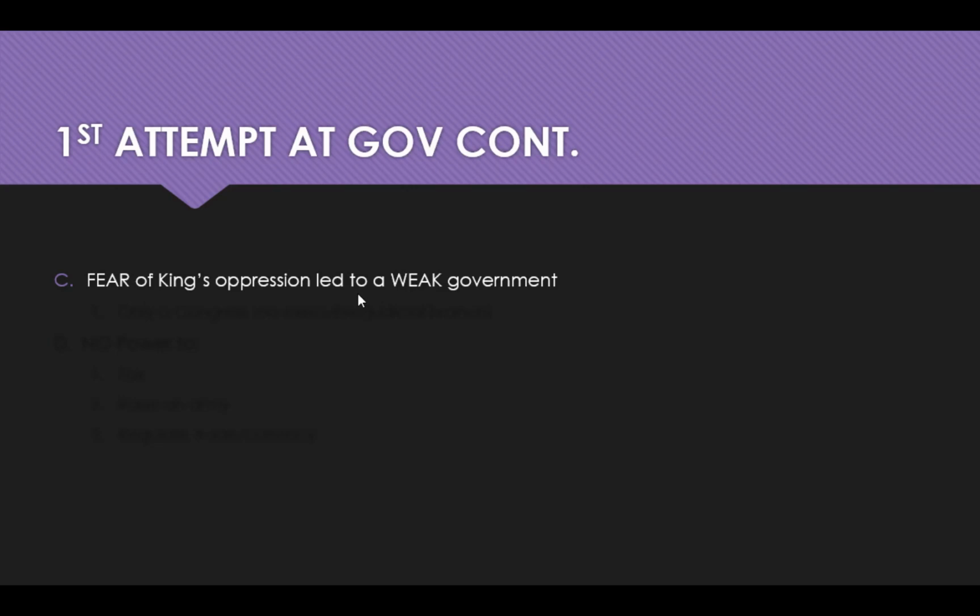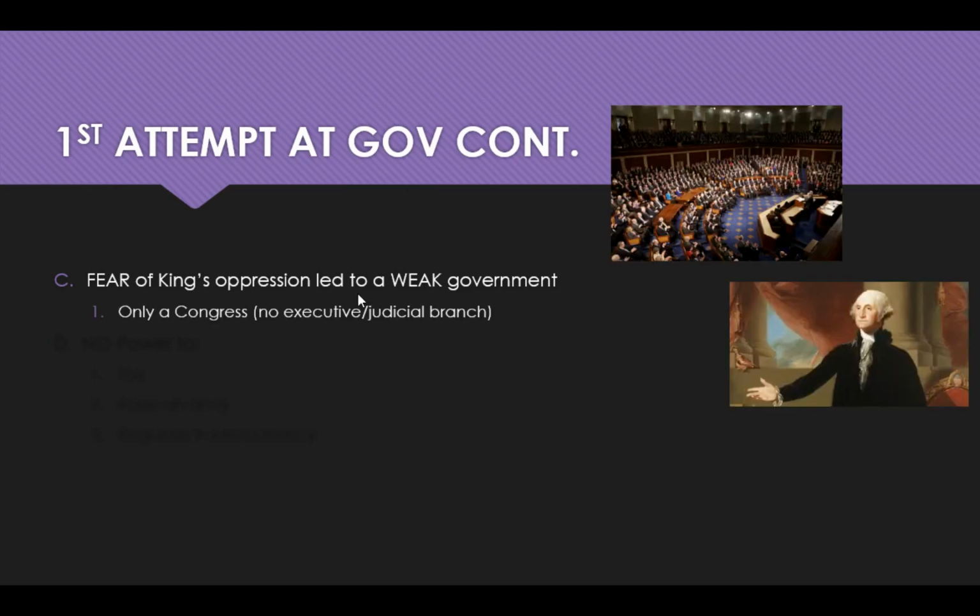And the reason why is because everyone was scared to create a government that had too much power. Because they dealt with a king that had too much power, this led them to create a very weak government. This government was only composed of a Congress, which was to make laws. There was no executive branch and no judicial branch. So if a state didn't want to follow a law, they had no one to enforce them to follow the law. And if a state broke the law, there was no one to judge them on their punishment.